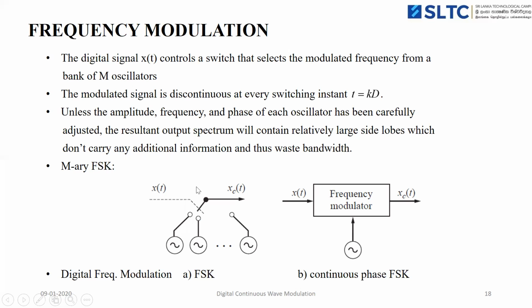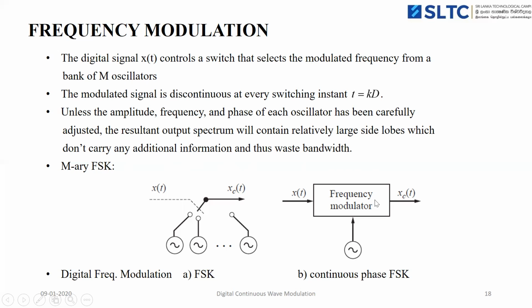But in this case, a discontinuity occurs at every switching instant, time t equal to kd. And unless the amplitude, frequency, and phase of each oscillator have been carefully adjusted, the resultant output spectrum will contain relatively large side lobes, which don't carry any additional information and thus waste bandwidth. So in this first type of FSK modulator, we have to take care of the adjustment of amplitude, frequency, and phase.